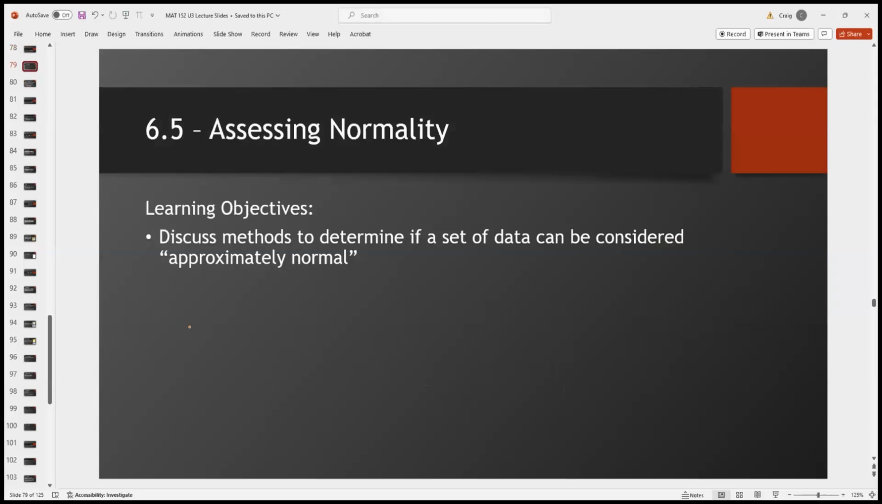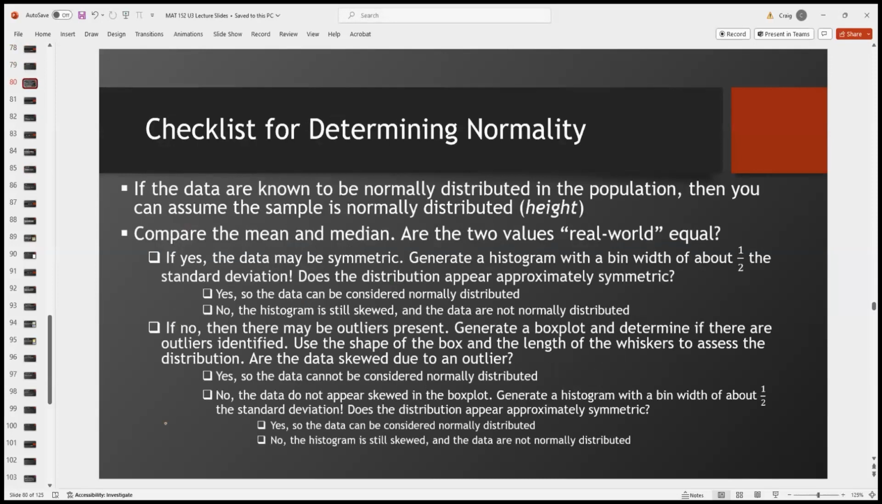We're just going to discuss some methods to determine if data can be considered approximately normal. I'm going to show you this checklist, we're going to talk about it for just a second, and then I'm going to show you some examples in Excel, using the data from some of my class surveys. You can use this to complete your assignment this week, along with the other MyLabs assignments in the other chapters. If you have any questions about this, let me know.